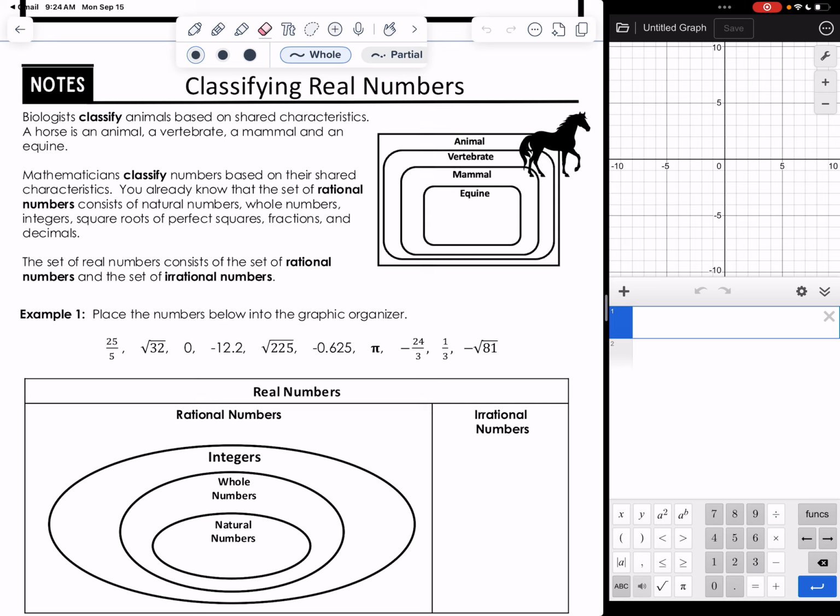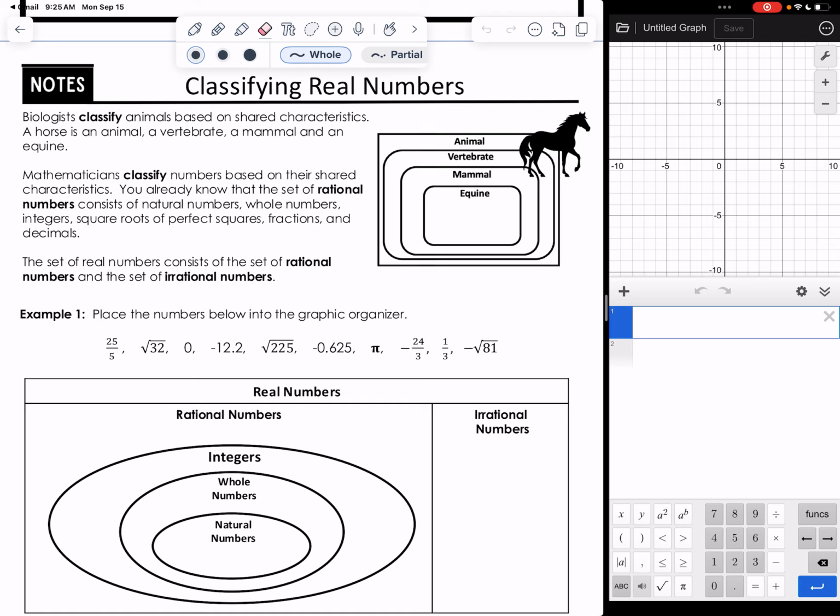In today's lesson, we will be using graphic organizers to classify real numbers. Now, in previous courses, you have learned how to classify real numbers, and you've used the set of natural numbers, whole numbers, integers, and rational numbers. In this course, we're going to add a new subset called irrational numbers. But before we do, let's talk about why we classify things.